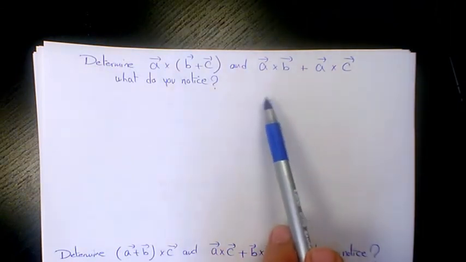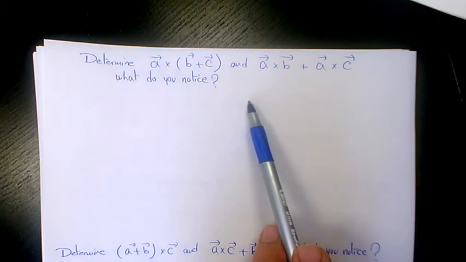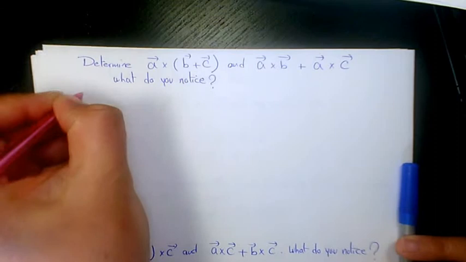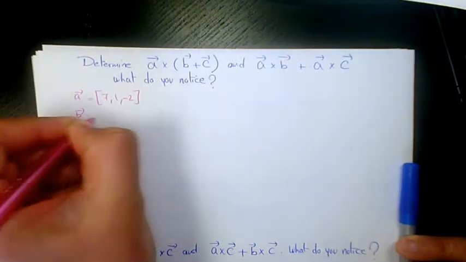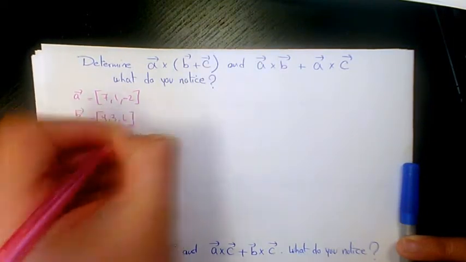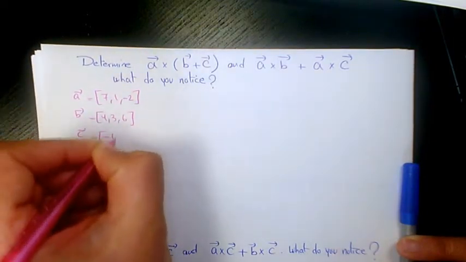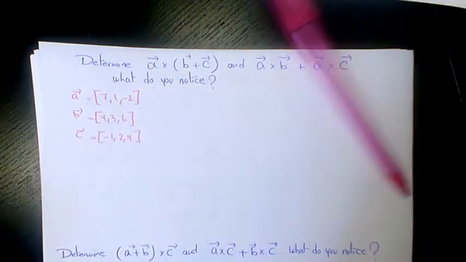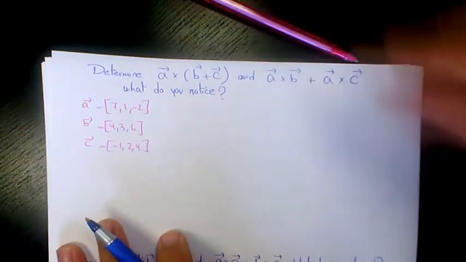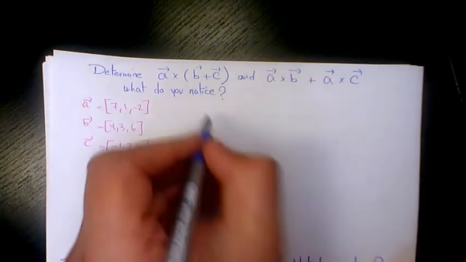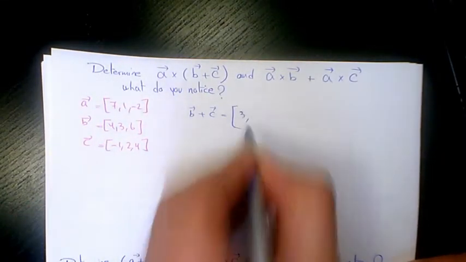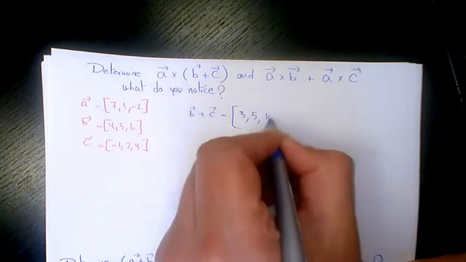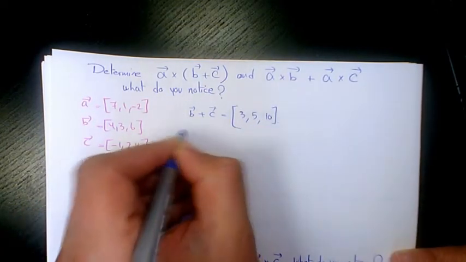Find out these two and compare them. So we can say, I'm going to write all of them again here. A is 7, 1, and negative 2. B is 4, 3, and 6. And C is negative 1, 2, and 4. So we have B plus C is 3, 5, and 10.